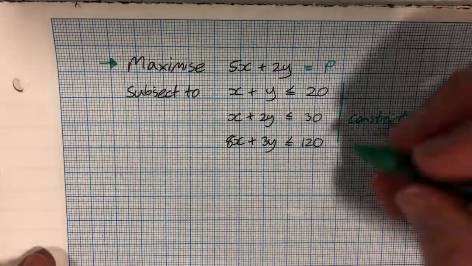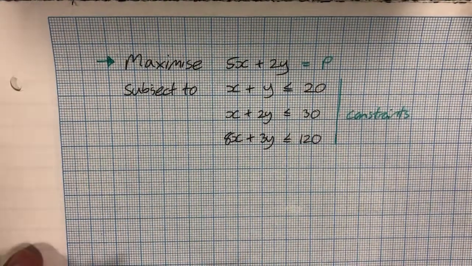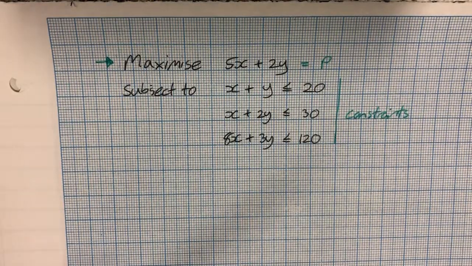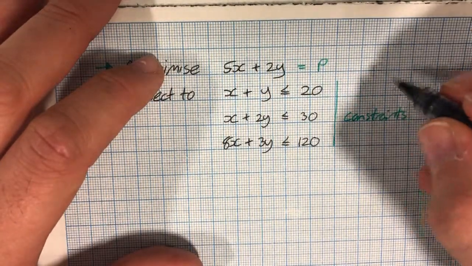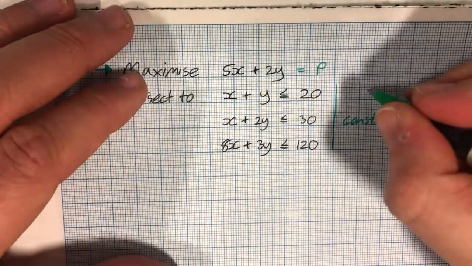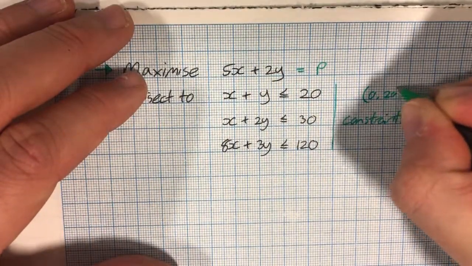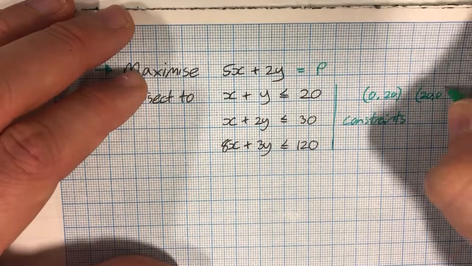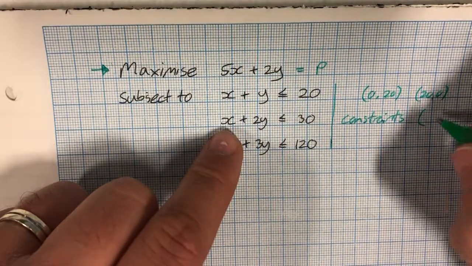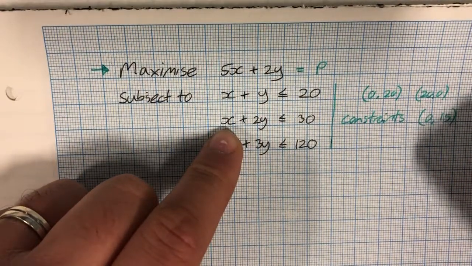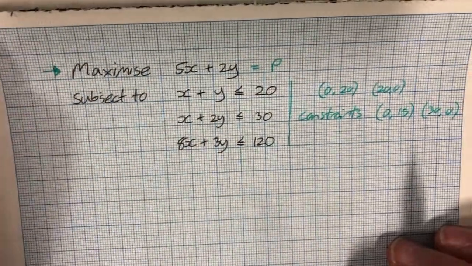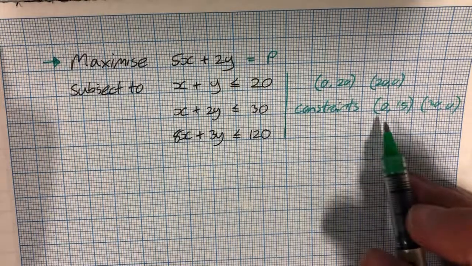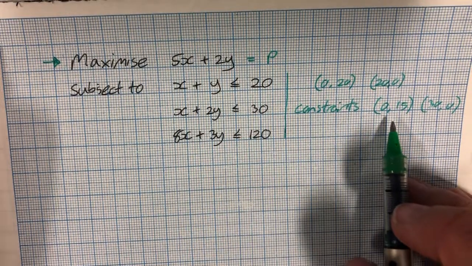When we're dealing with a graphical solution to these problems, the first thing we need to do is graph these constraints. To graph them, what we look to do is write where they cross the axes. When x is 0, y is 15. When y is 0, x is 30. For a linear line, you just need to find 2 points that lie on the line, and then you can join them up with a ruler.